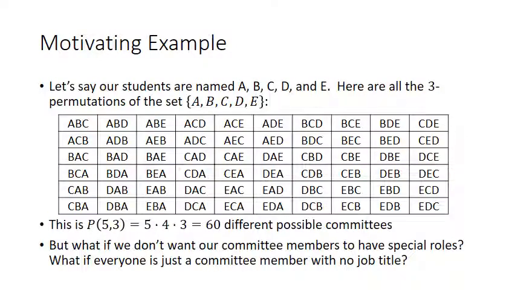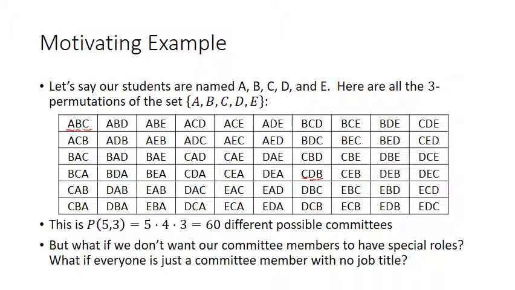Okay, so let's say our students are named A, B, C, D, and E. So here are all of the 3 permutations of the set A, B, C, D, E. I've just made them all for you in this table, and they're in a very particular order that will be helpful in a minute. But for now, you don't need to know about that. You can just see from the table here that this is 60 different possible committees. So like this committee right here, A would be the president, and then B would be the treasurer, and then C would be the secretary. Or like in this one over here, C would be the president, and then D would be the treasurer, and then B would be the secretary.